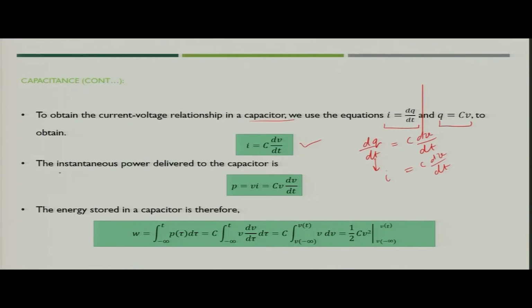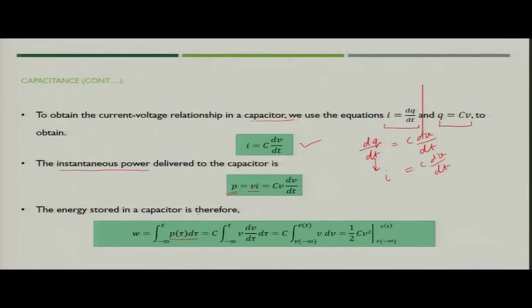Now, if you are asked to find the instantaneous power, you simply multiply the current you calculated previously with V, and you will get Cv dV by dt. Now, how to calculate the energy stored in the capacitor? You just integrate this power over time and you will get the value of total energy stored. You integrate from minus infinity to time t, the particular instant where you want to find the energy stored, of p tau d tau.